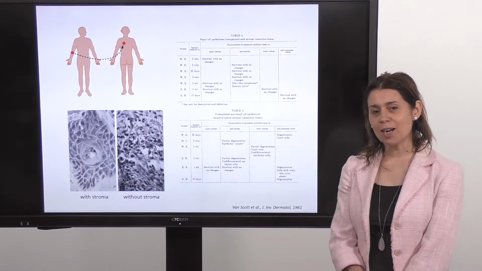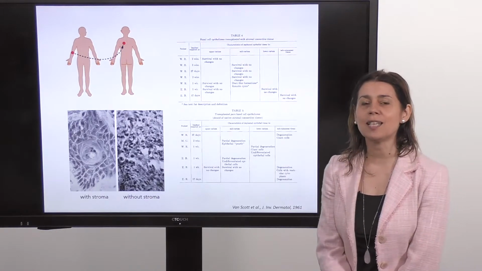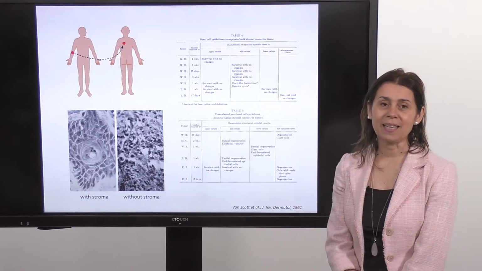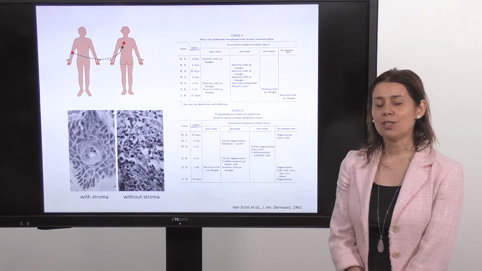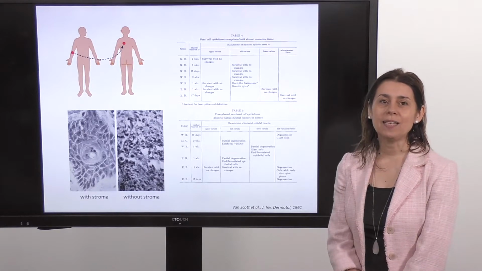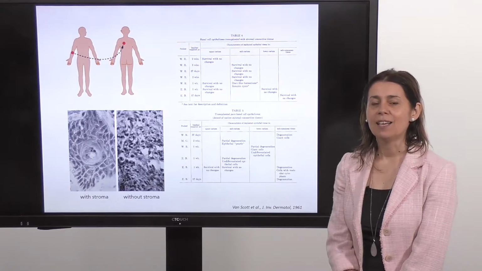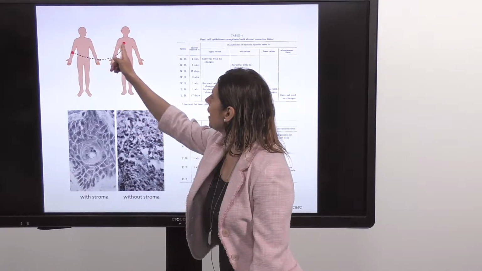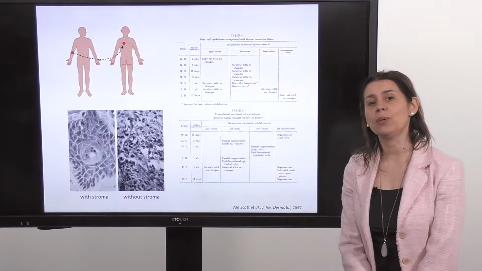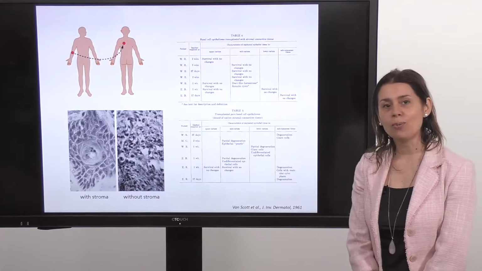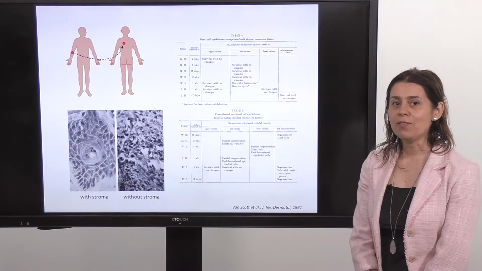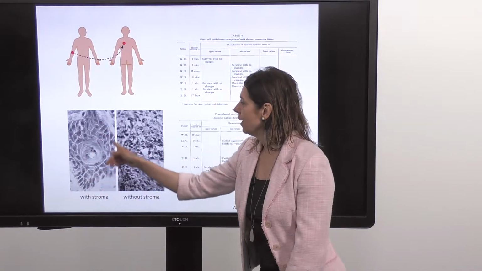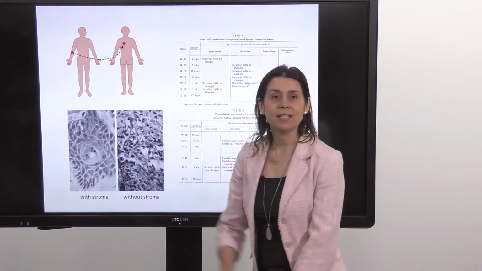I would like to start by pointing the attention to a study from the 1960s. Today, this study would be ethically unacceptable. What the researchers did at that time, they took epithelial neoplastic islands from tumors of the patients and transplanted them in the back of the same patients, either taking the stroma with the epithelial islands or without the stroma. What they found out was that if they took the stroma together with the epithelial islands, they managed to get a new tumor in the new site.